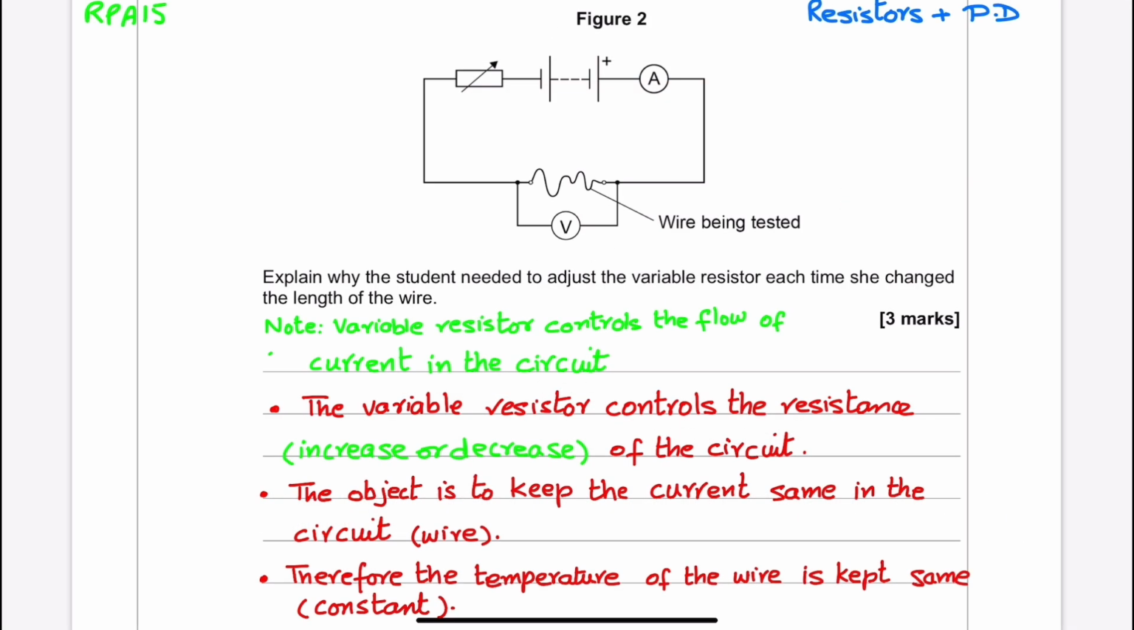The variable resistor controls the flow of the current in the circuit. The variable resistor controls the resistance of the circuit by increasing or decreasing the resistance. As a result of that, the flow of current is controlled. The objective is to keep a constant current in the circuit or in the wire in such a way that the temperature of the wire does not increase.